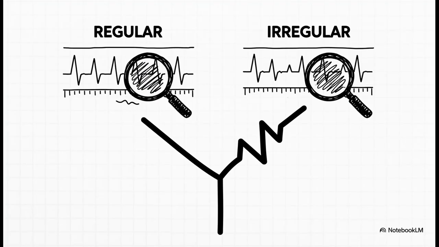When that alarm goes off and you see a fast rhythm on the monitor, this is your first and most critical question. Seriously, forget everything else for a second and just look at the RR interval. Are those QRS complexes marching along in perfect time, or are they completely all over the place? This one observation is your main branching point for everything that comes next.